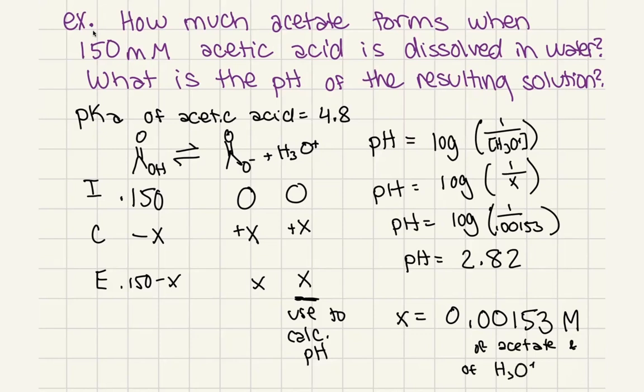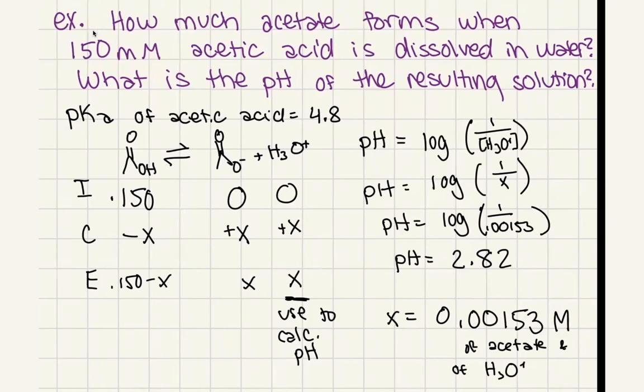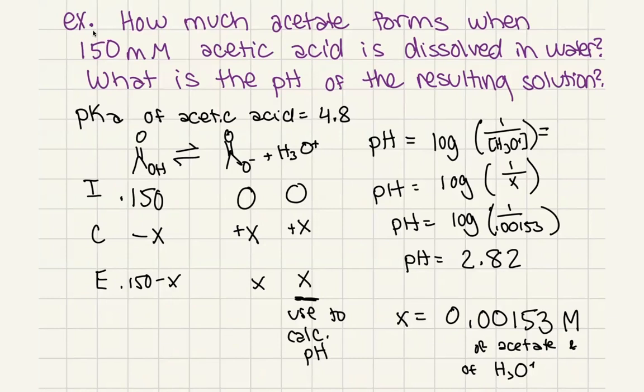Remember that it's this concentration of protons that's going to be determining the pH. And our pH in this case is going to be 2.82. Just a note that you can also write this as pH equals the minus log of your H3O plus. These are just different ways you can write it mathematically, but both of those would give you the same answer.